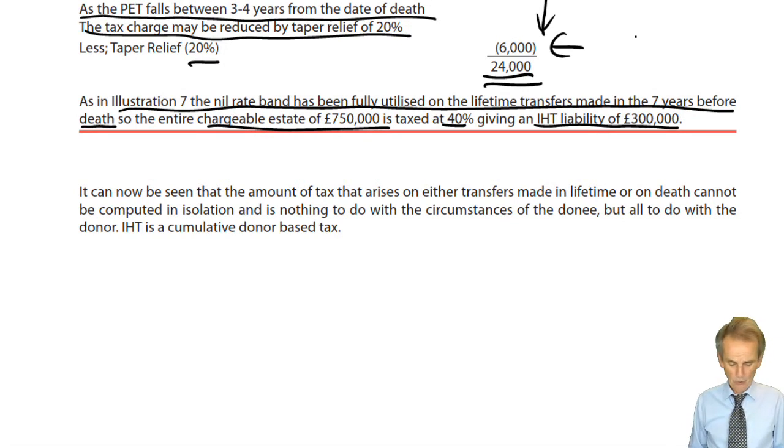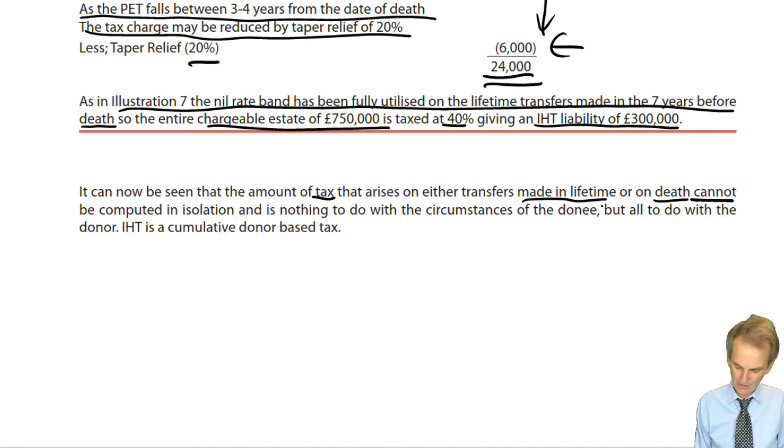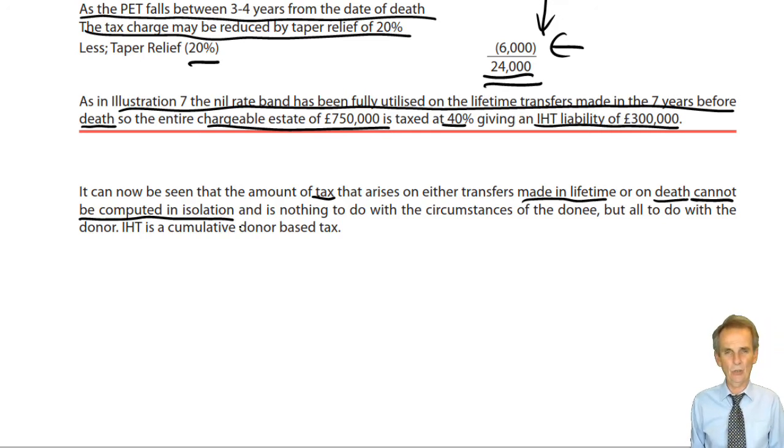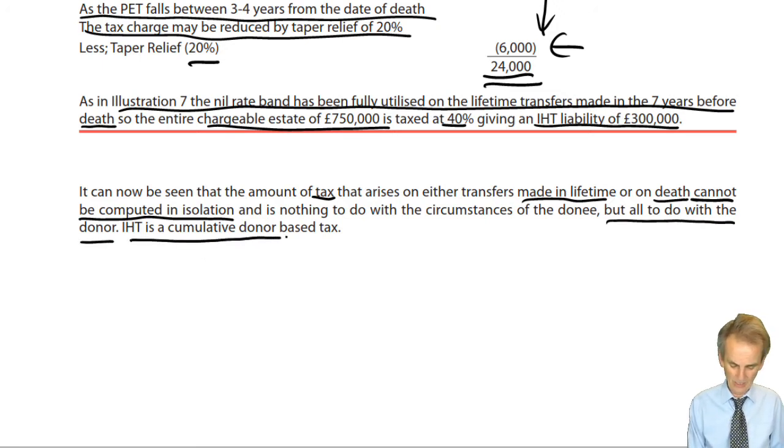To summarise something we already know, it can now be seen that the amount of tax that arises on either transfers made in lifetime or on death cannot be computed in isolation because it's nothing to do with the circumstances of the donee. Remember what we've said all along? This is a cumulative donor-based tax. So it's all to do with the donor. IHT is a cumulative donor-based tax.